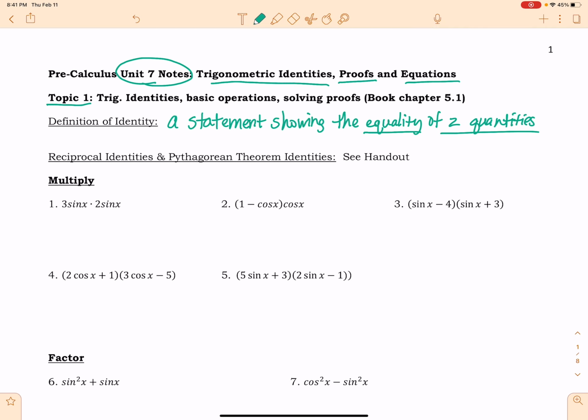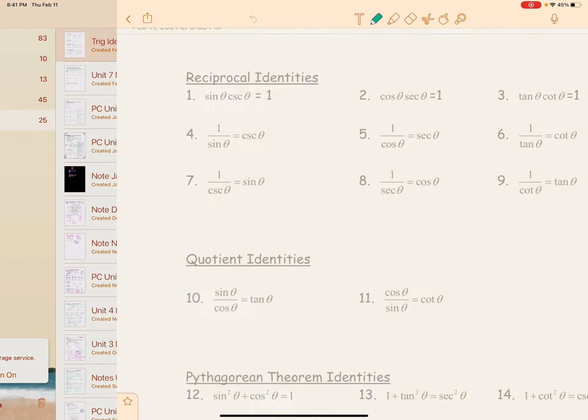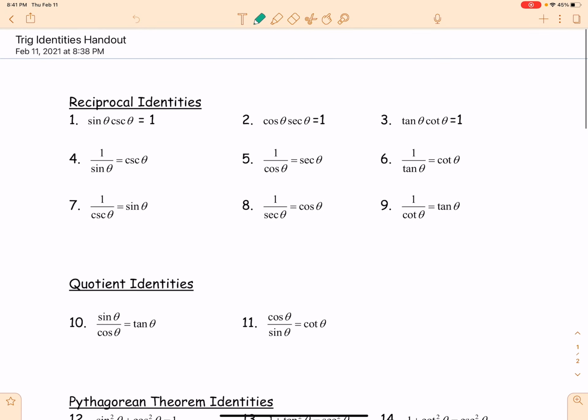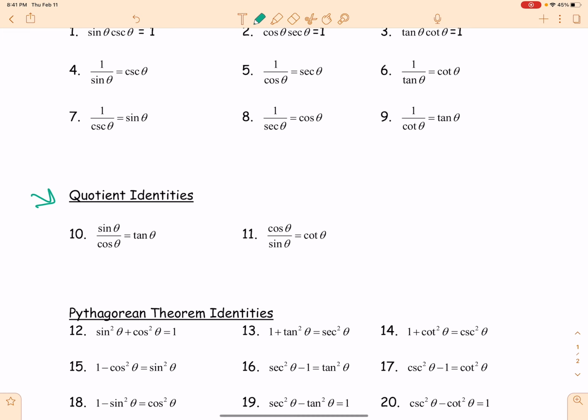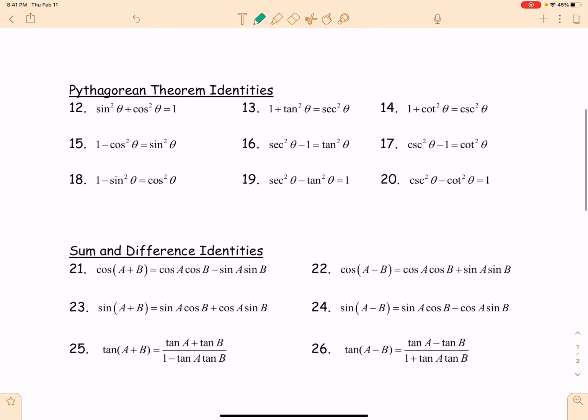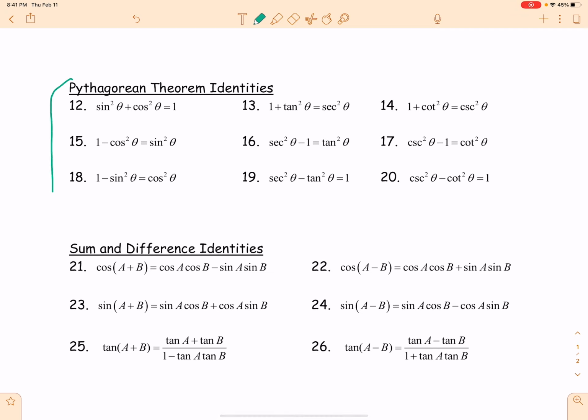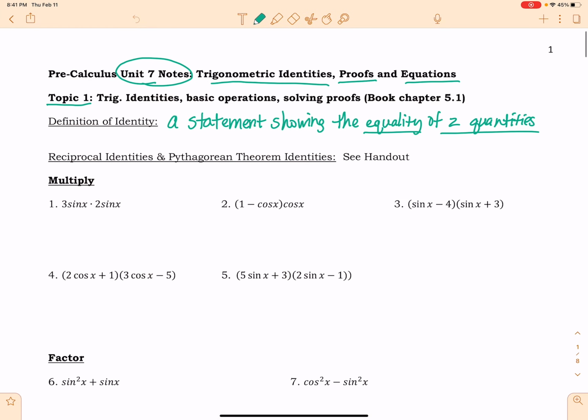So we've already talked about some of our identities, but I want to show you the identities page that we're going to be using. The reciprocal identities we've already used in other lessons, and we've also used the quotient identities down here, but the new ones that we're going to be using are the Pythagorean theorem identities. Here they are right here, and we're also going to be using the sum and difference identities. We won't use these two right here. So I'm going to go back to the notes, and then I'm going to be referring to this page as we look through parts of coming videos.